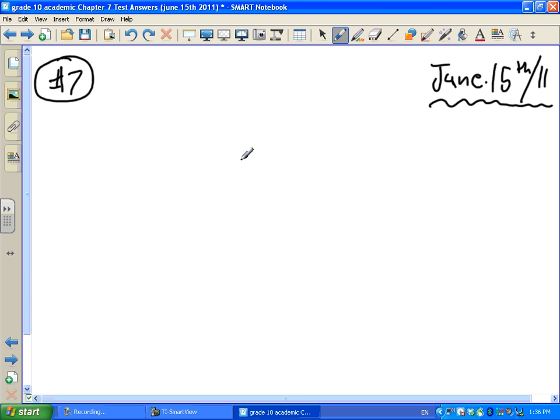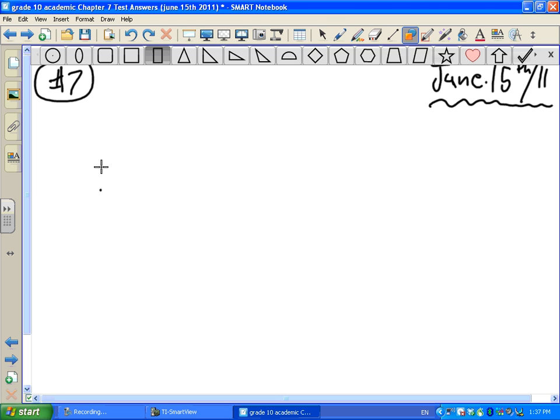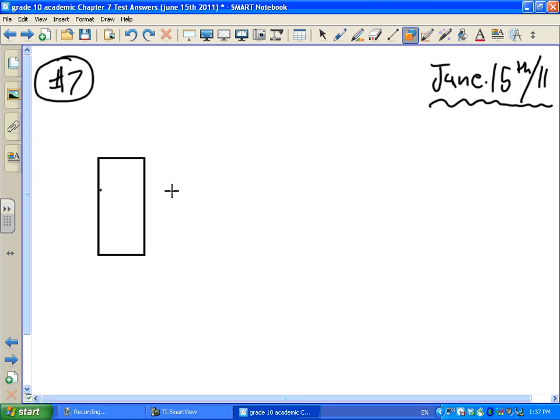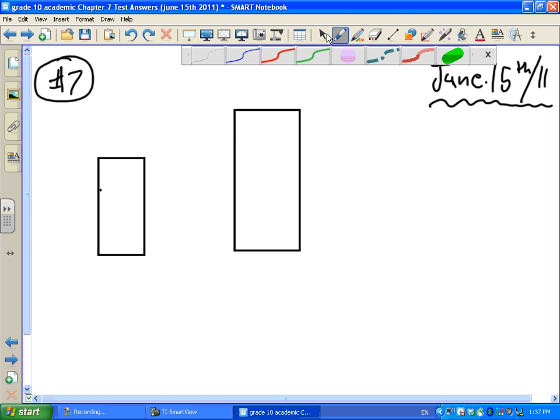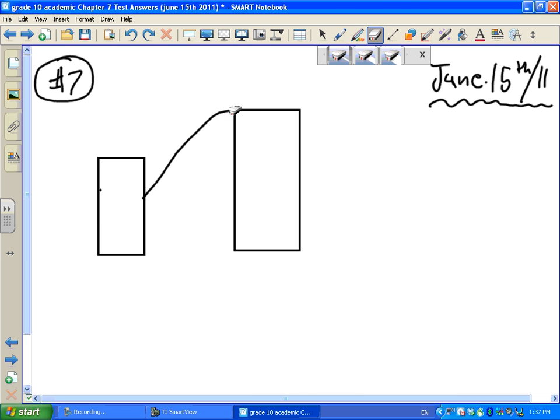Be sure to include a diagram. So we're going to draw a diagram. We're going to draw our two buildings. So building 1, building 2. We know the buildings are 50 meters apart.